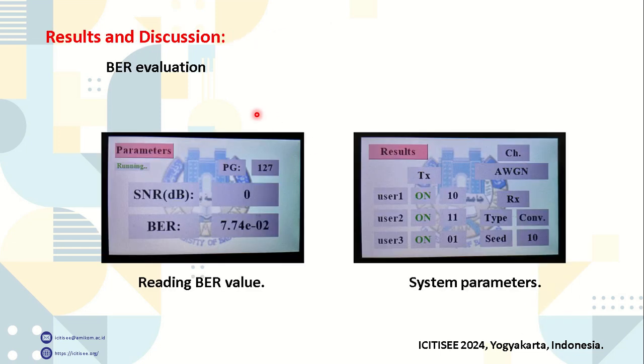Results and discussion. First, the bit error rate is evaluated for 3 users at the transmitter and user 1 at the receiver. And the bit error rate value can be read directly from the onboard display. Here we can see the bit error rate value, and the other window can show the parameter configuration.